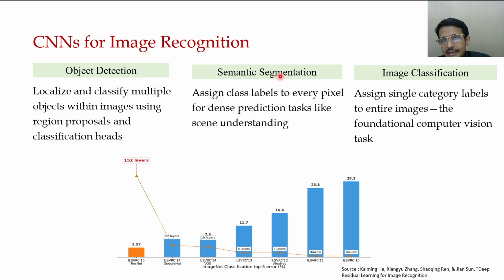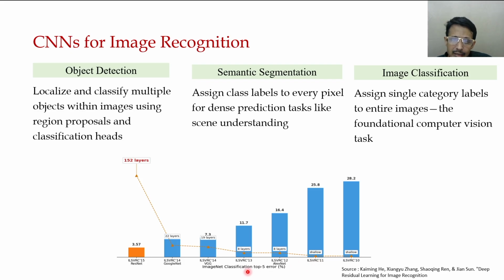So what do we mean by semantic segmentation? Assigning class labels to every pixel for dense prediction tasks like scene understanding. For this kind of vision task, CNN is very successful. Image classification assigns a single category label to the entire image, the foundational computer vision task. So this is also an image task.